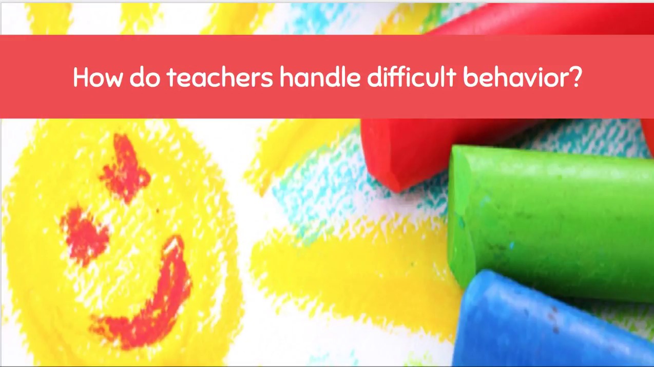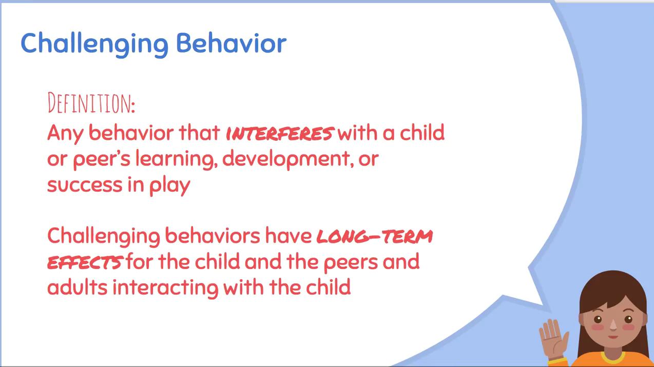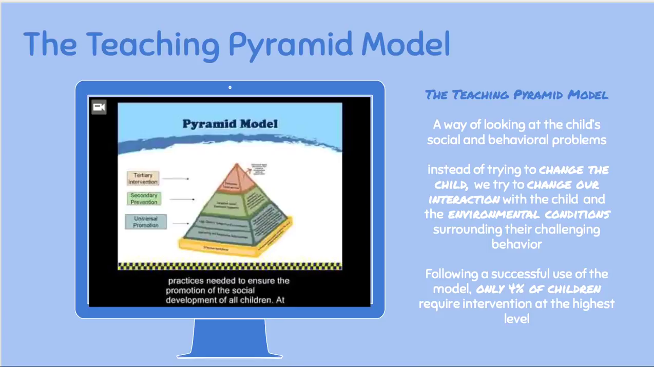Our next question is, how do teachers handle difficult behavior? And this is something you'll definitely be working with if you're in an early childhood classroom. So we define challenging behavior, and then we look at the teaching pyramid model, which is a way of solving a child's social and behavioral problems. Read about it on the right, and then watch this video, and this video really explains it and gives you specific examples for the pyramid model, which is basically a tool used in all early childhood classrooms.